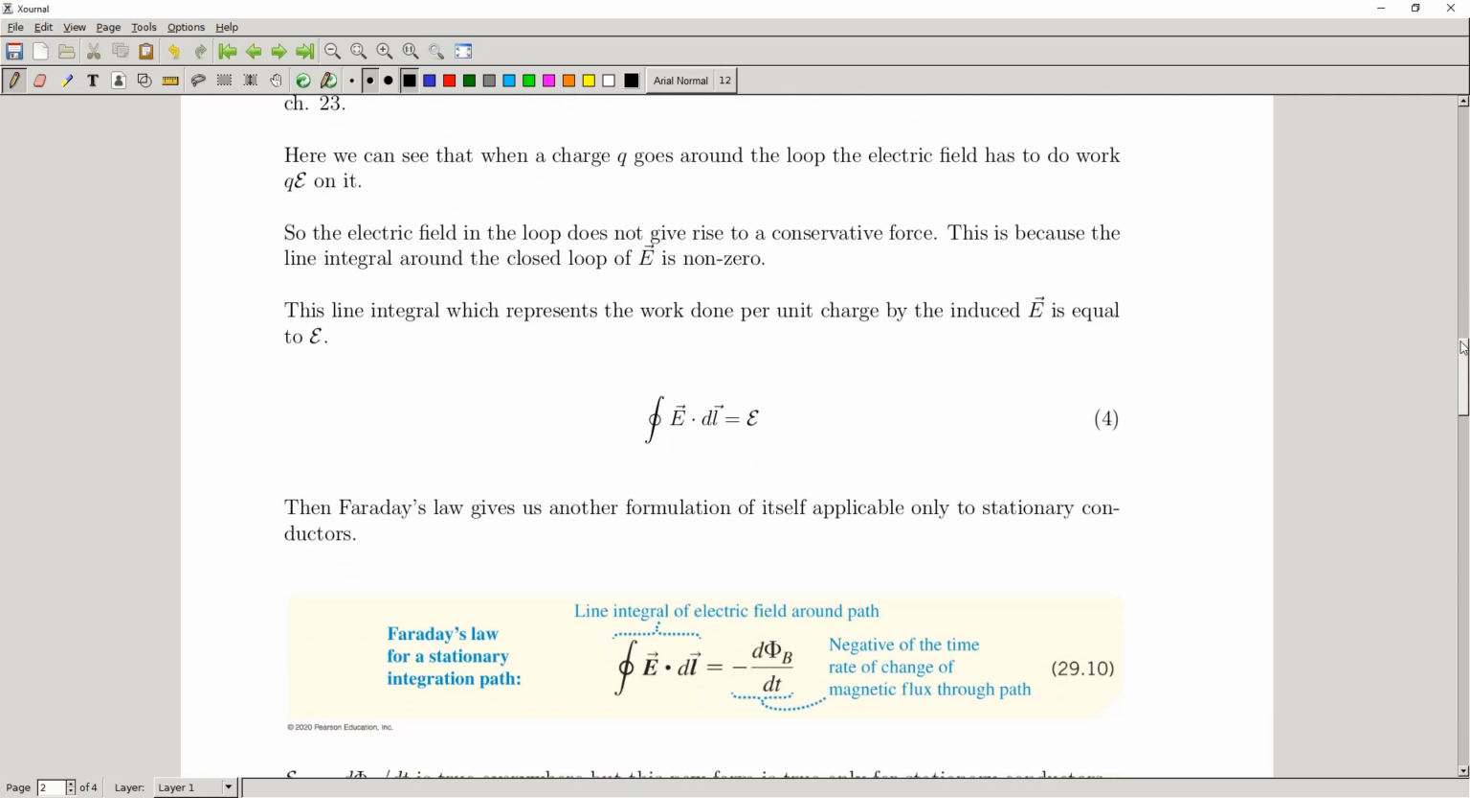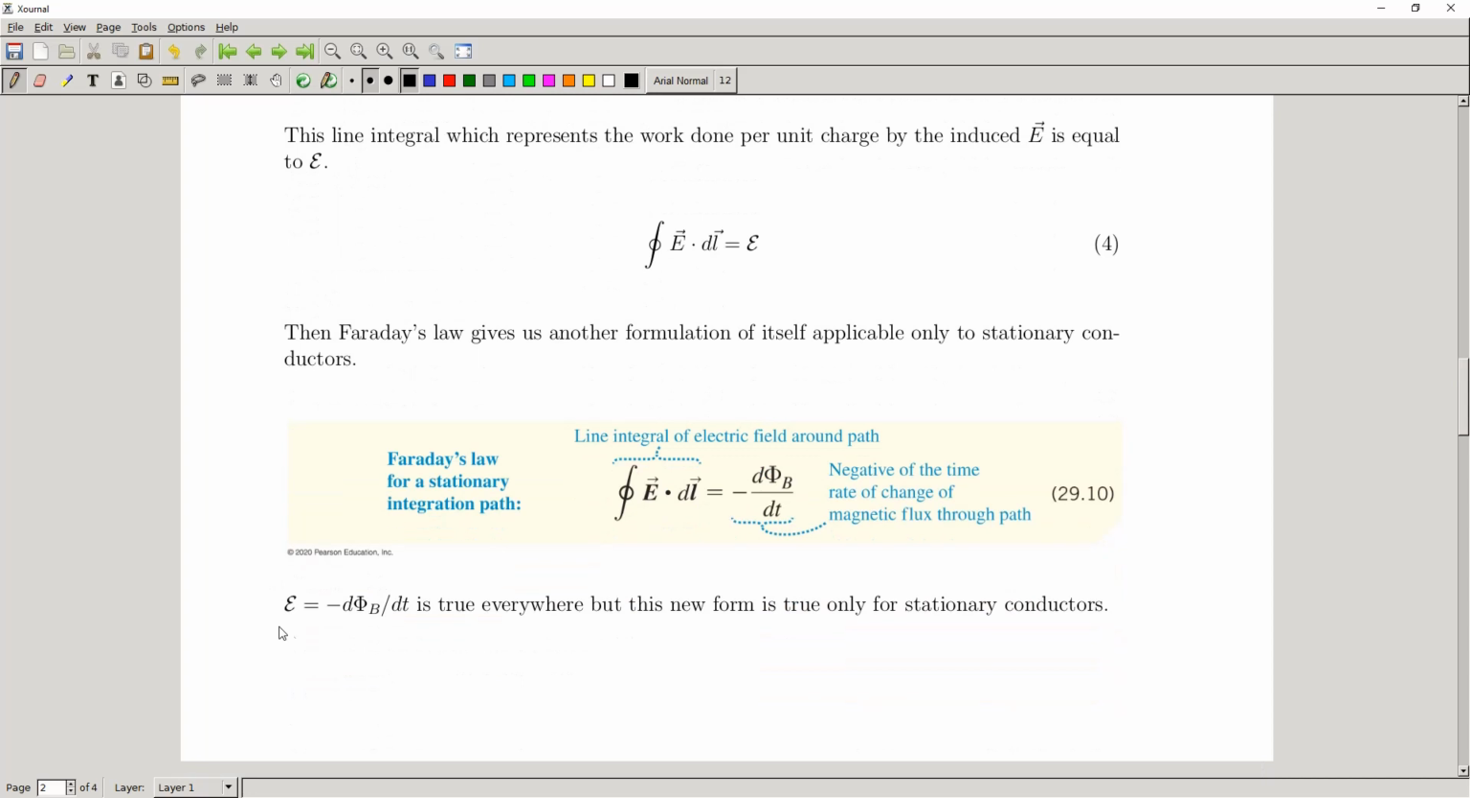This line integral represents the work done per unit charge by the induced electric field. And if we actually do this line integral around the loop, we're going to find our EMF. Not super surprising there. But because this is true, we can use this expression with Faraday's law, remembering that Faraday's law, I think I have it written down right here. Yes, this is the original expression for Faraday's law.